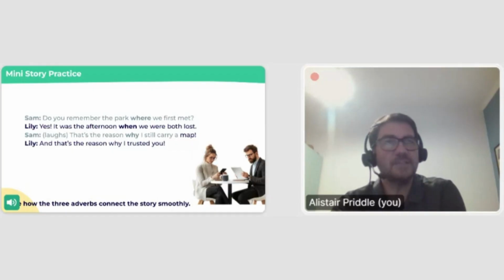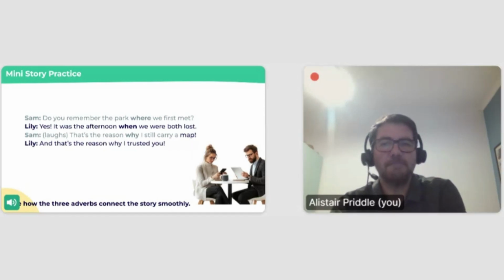So see how the three adverbs connect the story smoothly. Okay, so I'm going to read this story a second time. So try and understand how these adverbs connect the story smoothly.